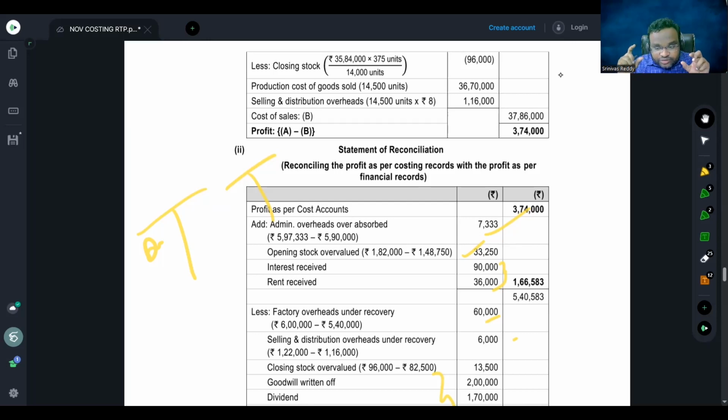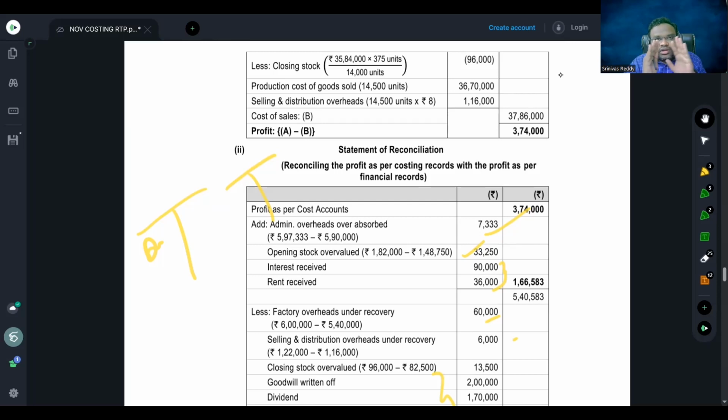And there are some items which are taken only in financial accounts, but not in cost accounts. If it is taken as an income, like interest received and rent received, and the same amount is taken in cost accounts, my profit would have gone more. That is the reason I've added. There are some accounts taken only in financial accounts on the debit side, but not in cost accounts, like goodwill written off, bad debts, etc. That we have reduced from my cost account.